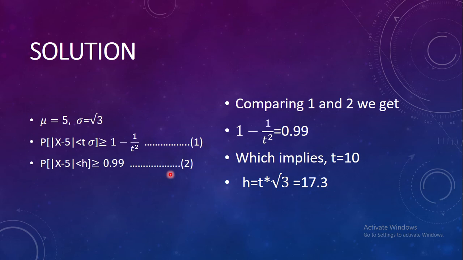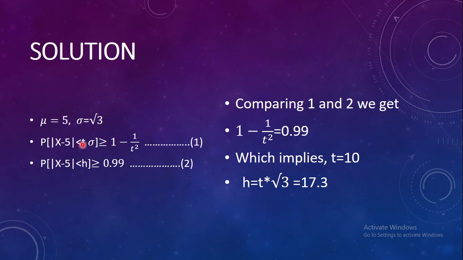Mark it as equation 1. Then the inequality that is given in your problem, mark it as equation 2. Compare these two equations. You will get what? This value, that is 1 minus 1 by t square, is equal to 0.99. And what about h? h is equal to t sigma, right?